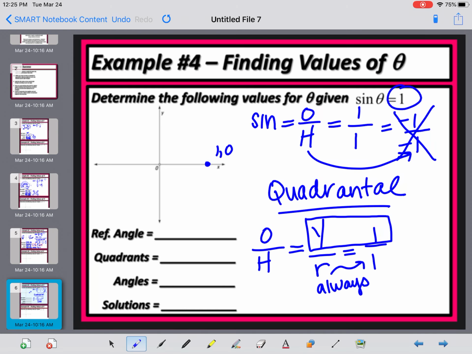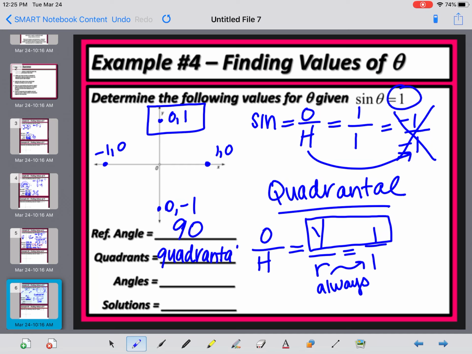Well, let's think of our 4 ordered pairs again. Where does y equal 1? Only in one place. What angle is that? 90 degrees. So the reference and the angle when it's quadrantal, those will always be the same. Okay, and then your solution, 90 plus 360n.